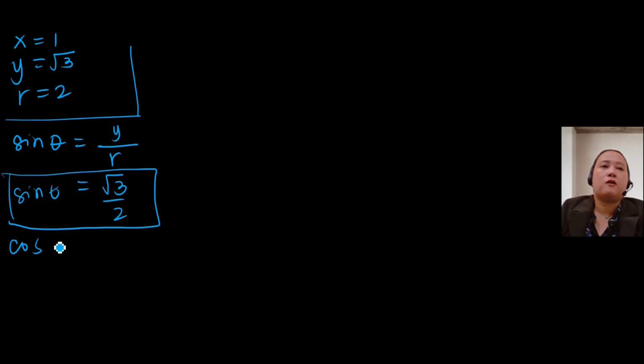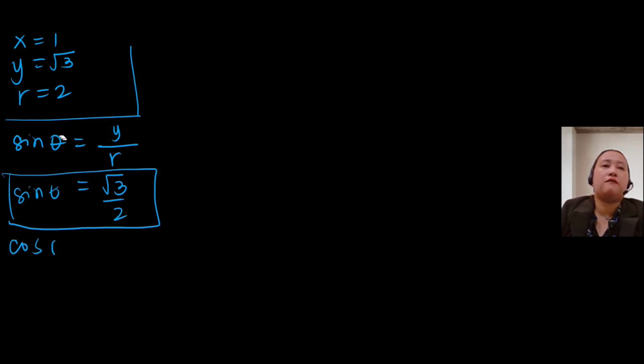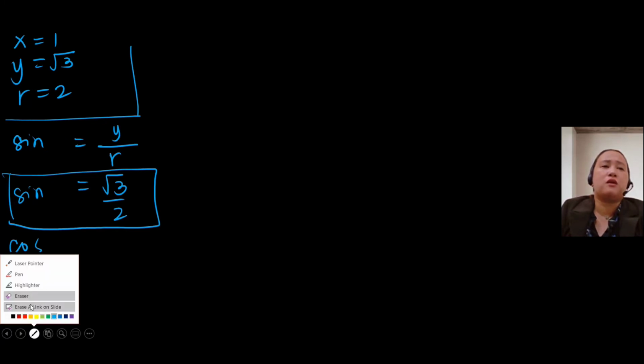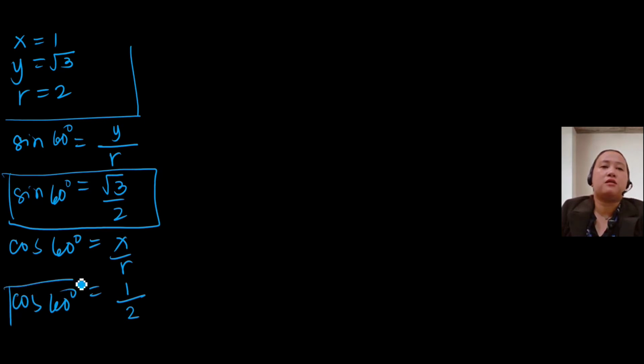Cosine. We already have the given angle a while ago, which is 60, so we're going to make use of it. Now, cosine 60 degrees. We have the formula x over r. X is 1 and r is 2. So the cosine of 60 degrees is 1/2.